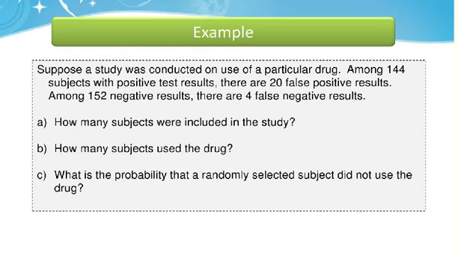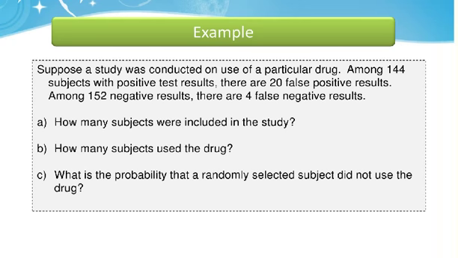Suppose a study was conducted on use of a particular drug. Among 144 subjects with a positive test result, there are 20 false positive results. Among 152 negative results, there are 4 false negative results. Question A, how many subjects were included in the study?